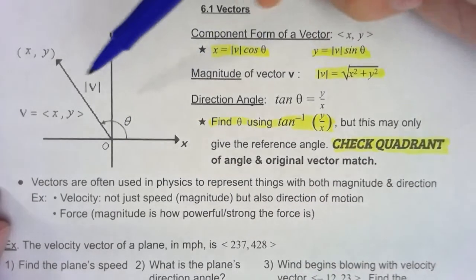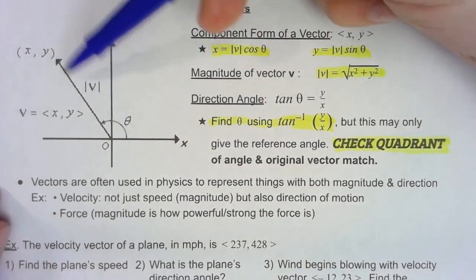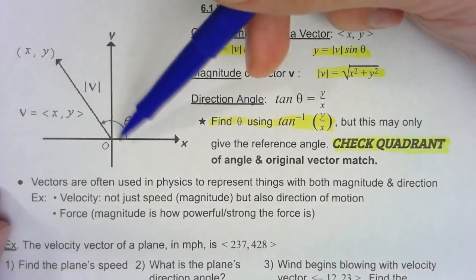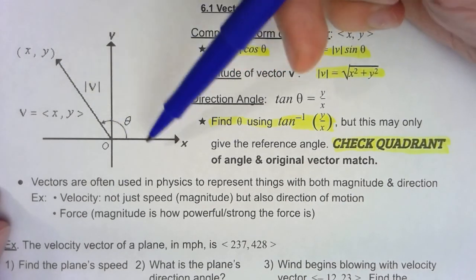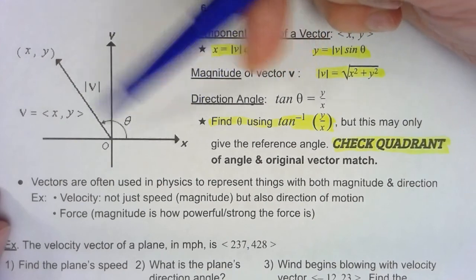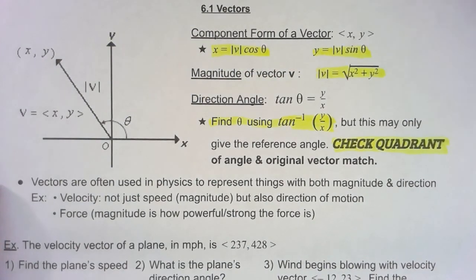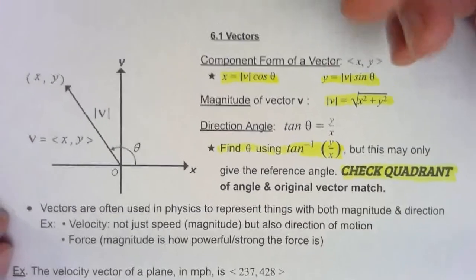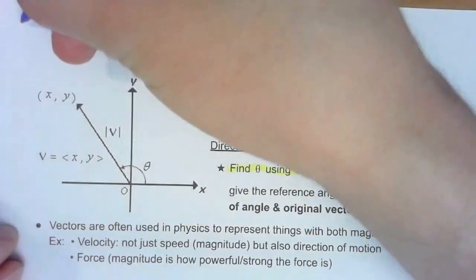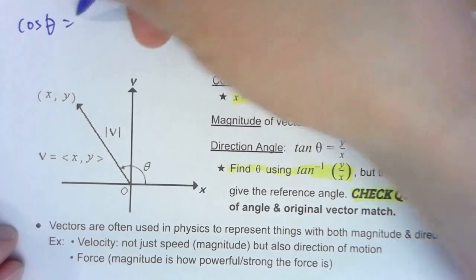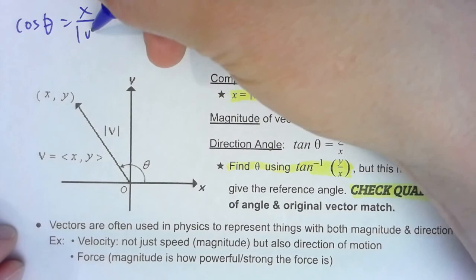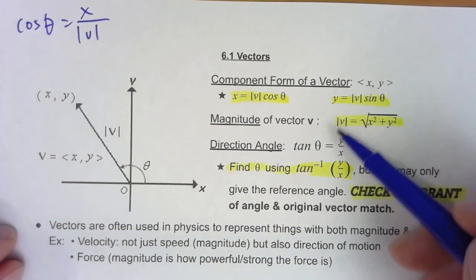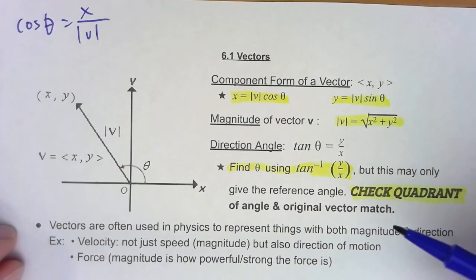And then the magnitude is going to be the length of this line here, the length of this arrow. It's going to be like the hypotenuse or the radius. And then the direction is going to be represented by the angle. And so, of course, we've got lots and lots of relationships between all of these things. So before, what we said was that cosine of theta was x over the r, or the hypotenuse. And here we're going to call it the magnitude. We use absolute value bars to represent magnitude.